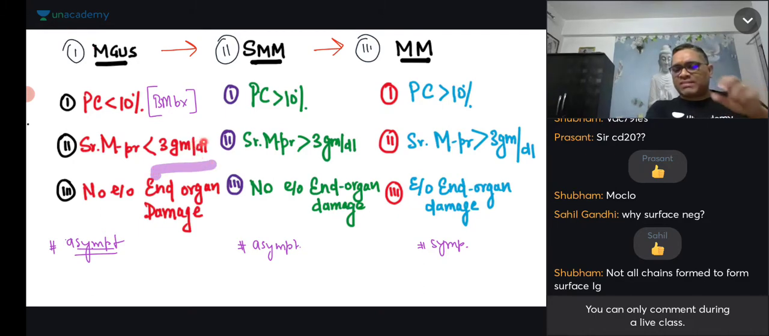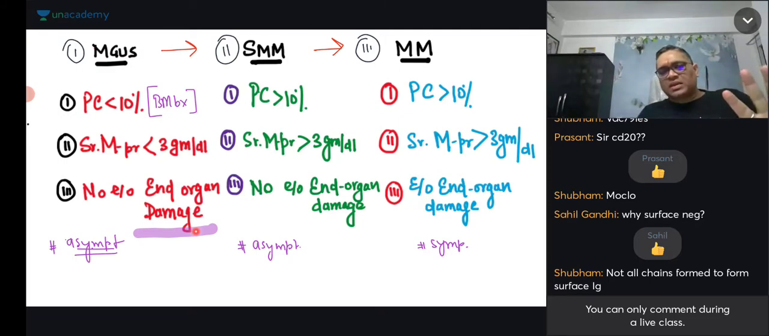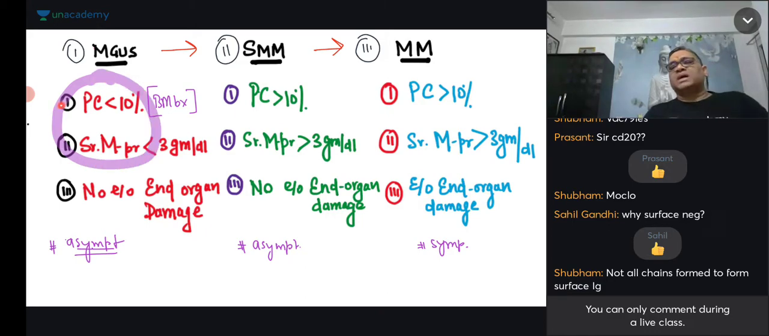When you see M protein in the serum, M means monoclonal. So the monoclonal protein present in serum will be less than 3 gram per deciliter, and there will be no evidence of end organ damage. These are the three findings you have to remember for MGUS. Plasma cell count less than 10%, serum M protein less than 3 gram per deciliter. That's all. Otherwise, no other finding will be there.